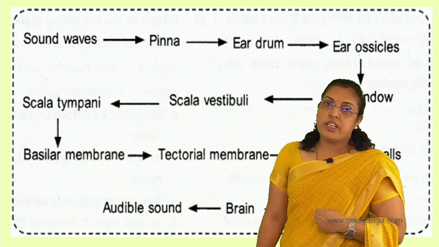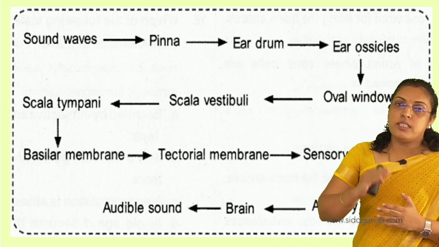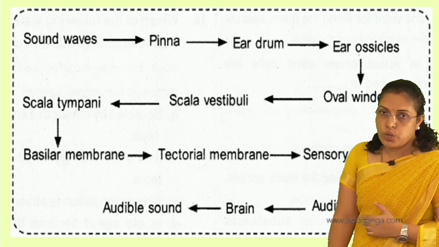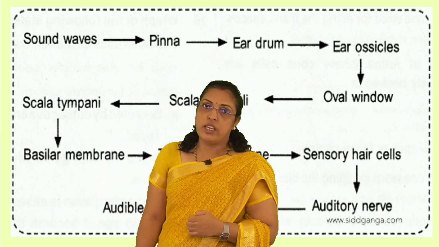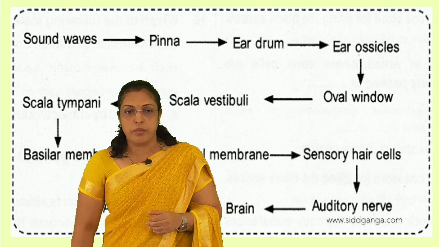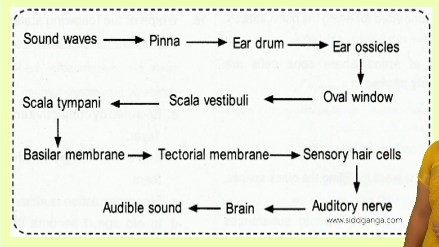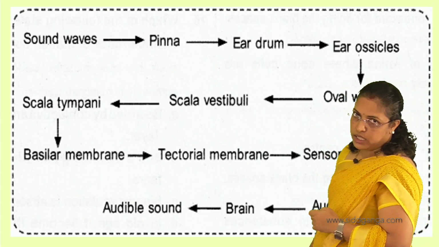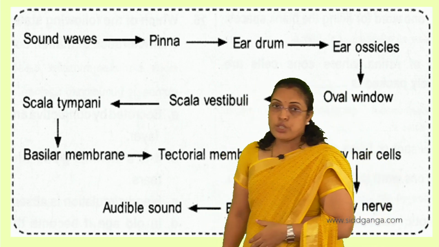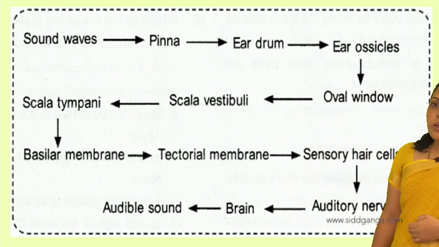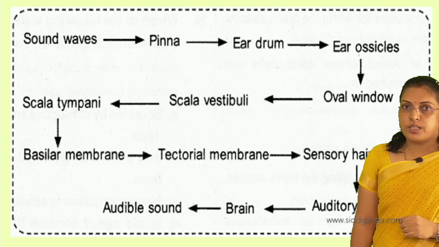Then movement occurs in the basilar membrane, and the hair cells bend against the tectorial membrane. Through the sensory hair cells we see generation of an action potential at the base of the basilar membrane. Then that action potential is carried by the auditory nerve to the brain, where audible sound is interpreted. This is how the generation of impulse takes place when sound reaches the eardrum.